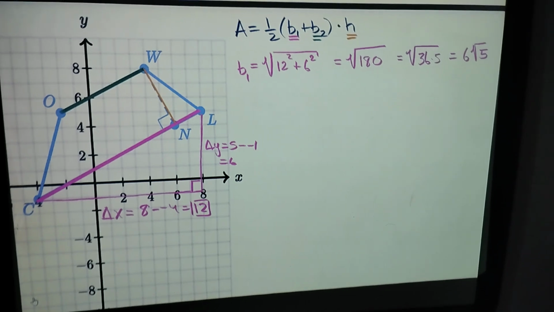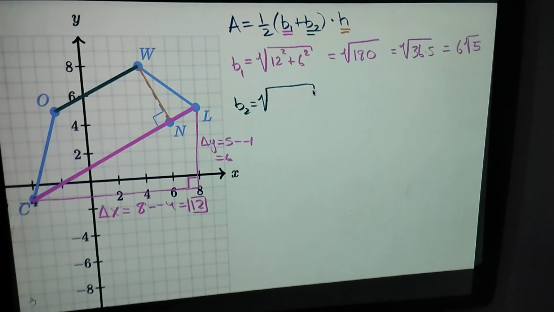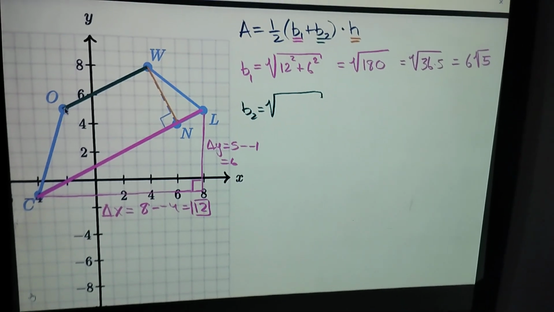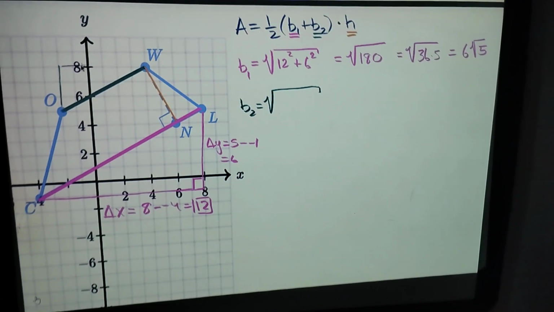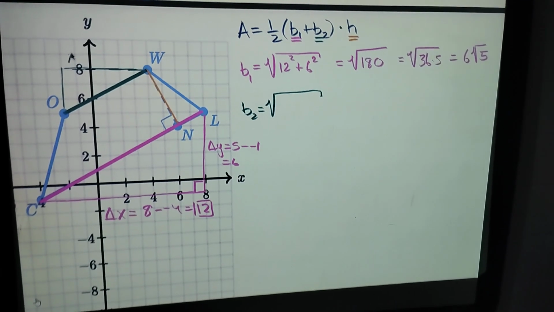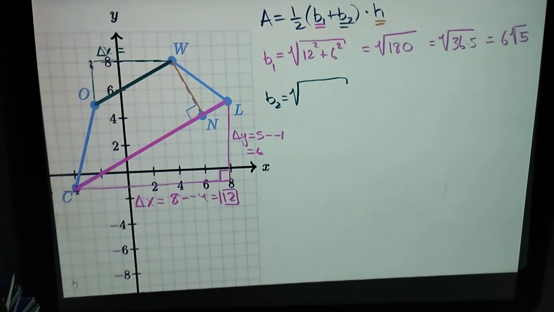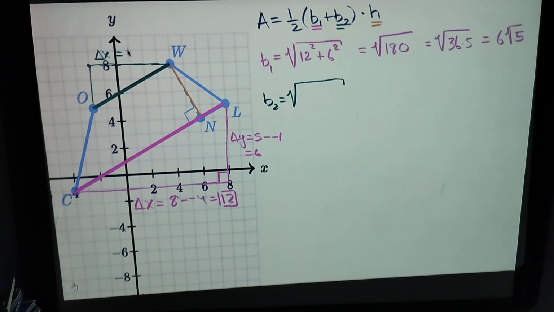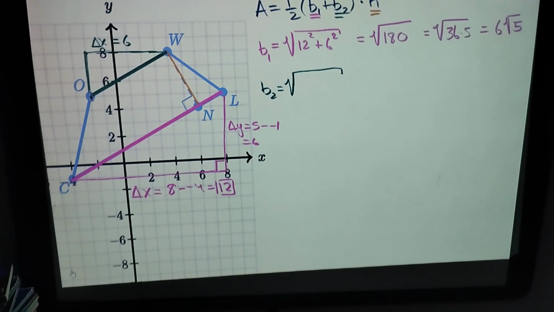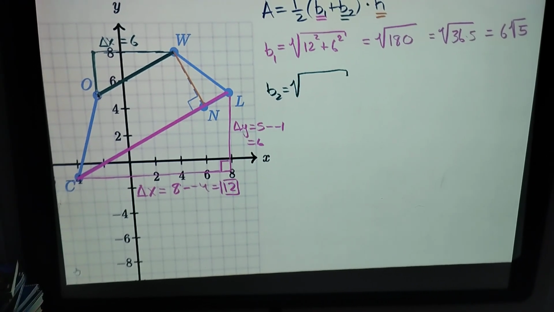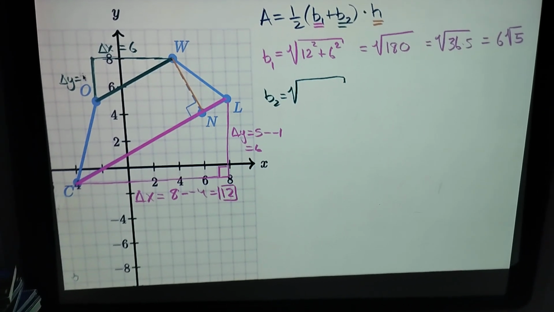Now let's figure out B2. So B2, once again, is the square root of change in x squared plus change in y squared. Well, let's see, we could set up a right triangle, if you like this, to figure those things out. So our change in x, we're going from x equals -2 to x equals 4. So our change in x is 6. Our change in y, we are going from y equals 5 to y equals 8. So our change in y is equal to 3.